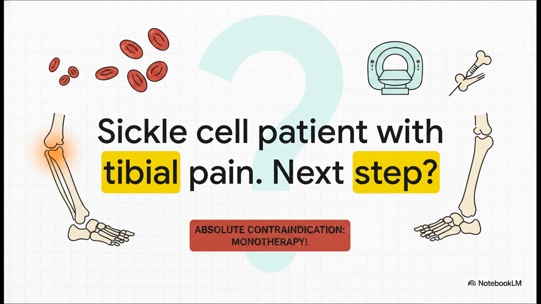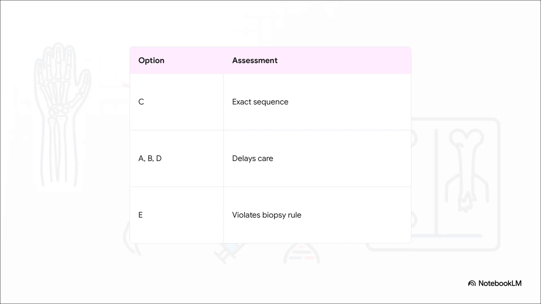Let's evaluate this third-order presentation. A pediatric patient with sickle cell disease presents with focal tibial pain, fever, and a falsely reassuring normal plain radiograph. What is the definitive next step to save this patient's limb? A. PO ciprofloxacin. B. PO ibuprofen. C. MRI, targeted biopsy, and empiric dual coverage. D. Contralateral X-ray. Or E. IV ceftriaxone without biopsy. Choice C is literally the only path forward.